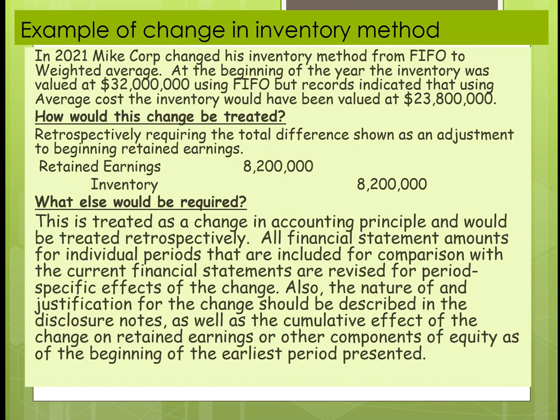So, again, this is treated as a change in accounting principle and would be treated retrospectively. All financial statement amounts for individual periods that are included for comparison with the current financial statements are revised for the period-specific effect of the change. Also, the nature and justification has to be disclosed in the footnotes. And again, we're going to have to do the cumulative effect to beginning retained earnings.